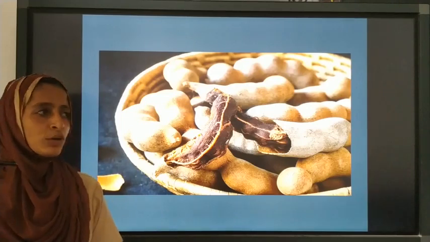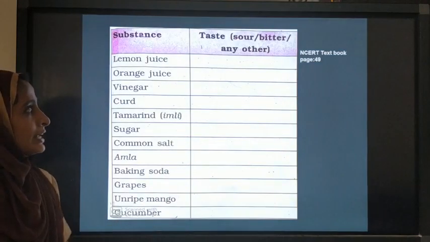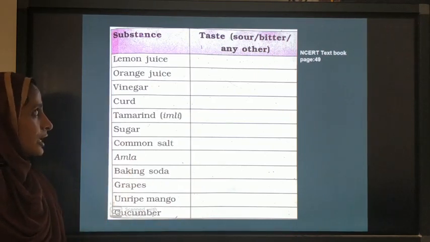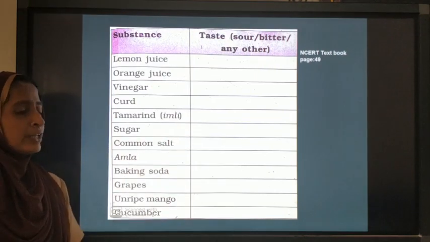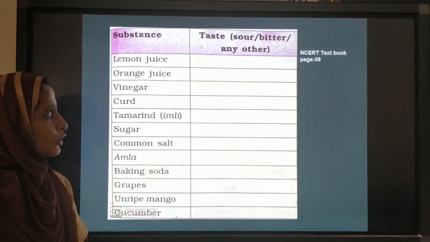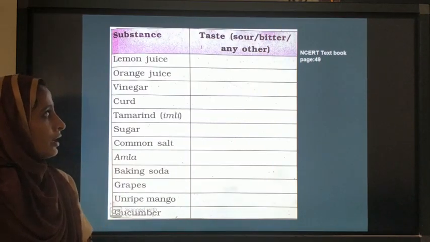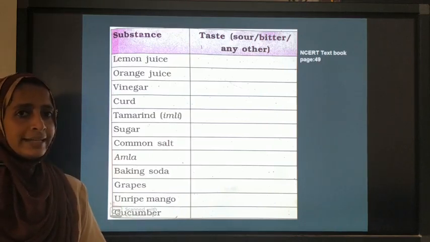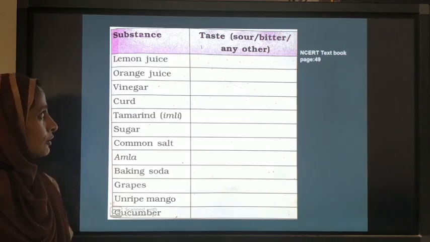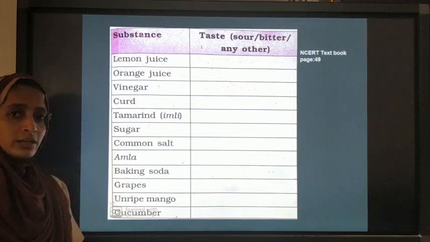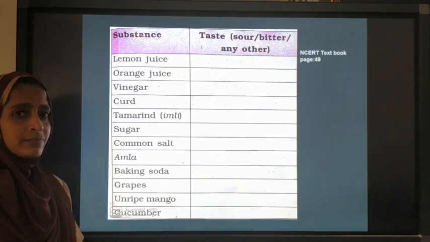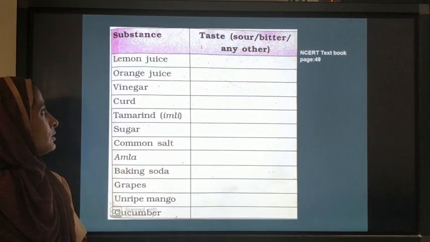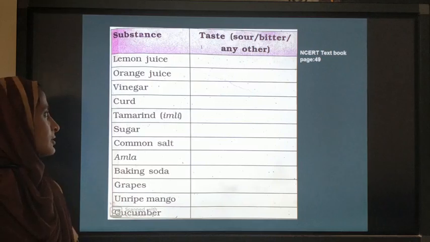Now in your textbook, page number 49, you are having a table like this. In this table, the names of certain substances are given and you have to identify the taste of it. Okay. Now let's do this. What is the taste of lemon juice? It tastes sour. Orange juice, that also we have discussed. What about vinegar? It also tastes sour.